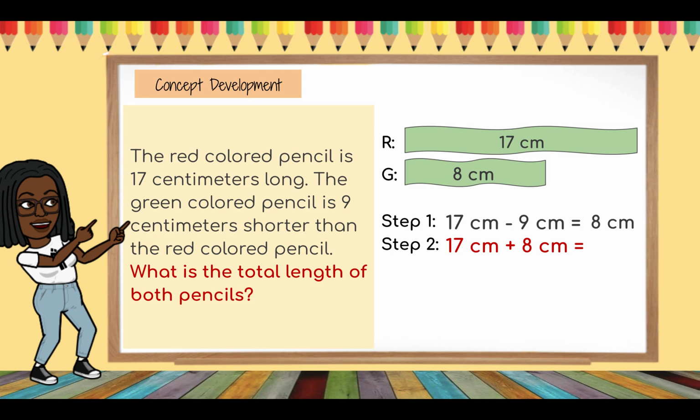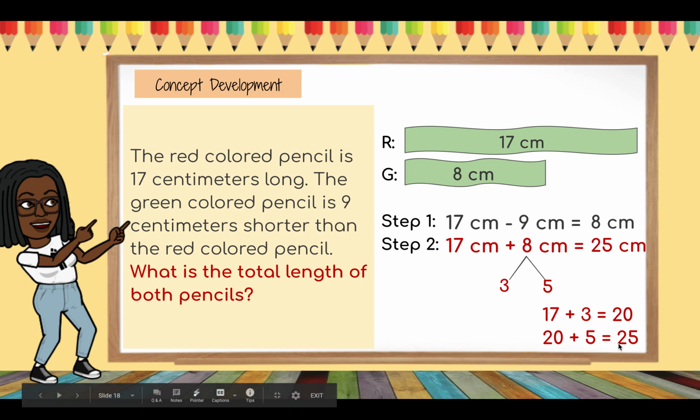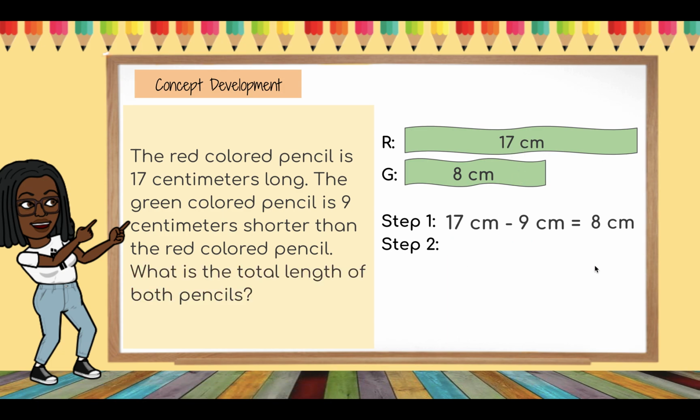Our problem would look like 17 centimeters plus 8 centimeters equals blank. From here, Miss Anissa made a number bond because I wanted to make the next 10 from 17, which is 20. So I decided to take a 3 and a 5 because I know that 17 plus 3 equals 20. And then from here, I had to add back my other 5 and put 20 plus 5 equals 25. So I found out that the total length of both colored pencils is 25 centimeters, friends. And that's how Miss Anissa solved her 2-step problems.